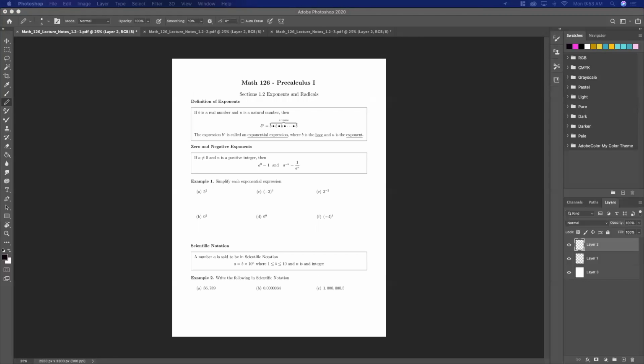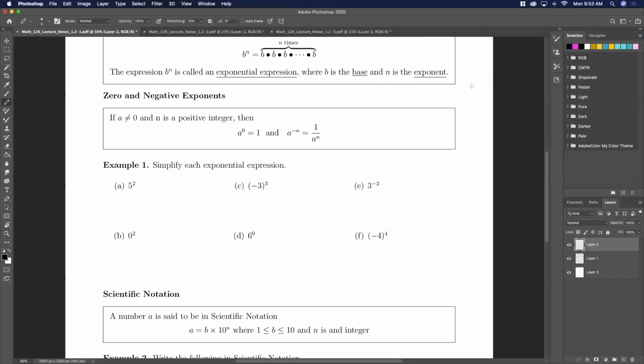Let me open up my cheat sheet. There we go. All right. So here we are with exponentials and radicals. Oops, wrong button. There we go.